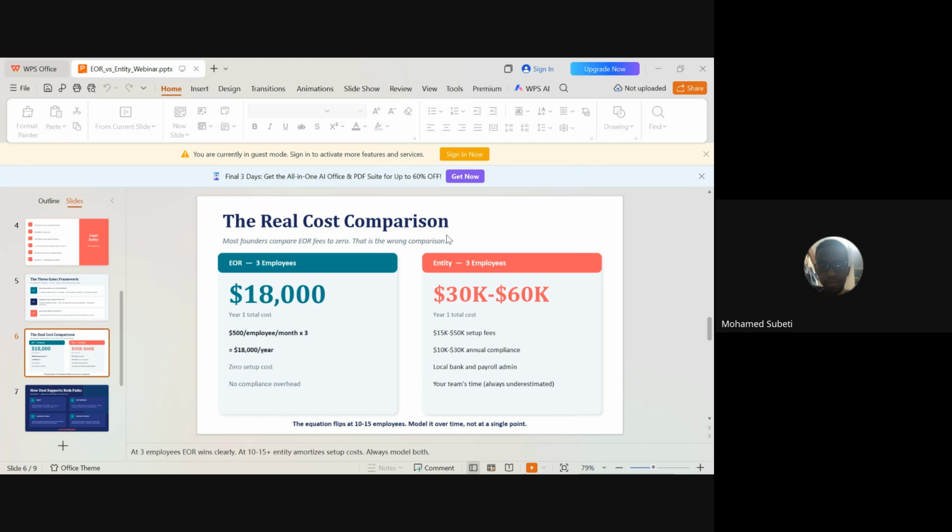If you run those numbers for a 12-month period against EOR fees, say 3 employees at $500 a month each, that's $18,000 in EOR fees versus potentially $30,000 to $60,000 in entity cost. EOR wins. Even though it feels more expensive on the surface, the equation flips at scale. At 10 employees, 15 employees, the entity overhead gets amortized across more people and the EOR fees compound. That's when entity becomes the economically rational choice. The lesson: model it over time, not at a single point.